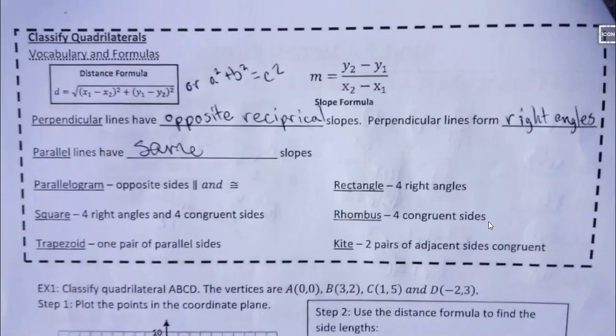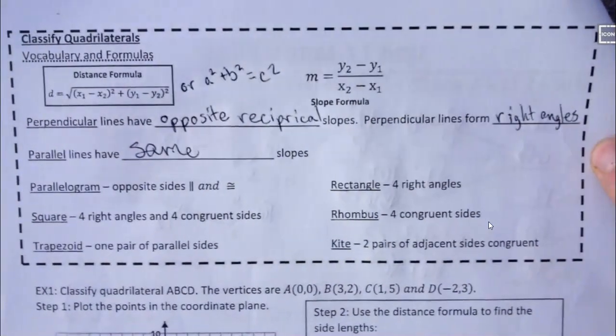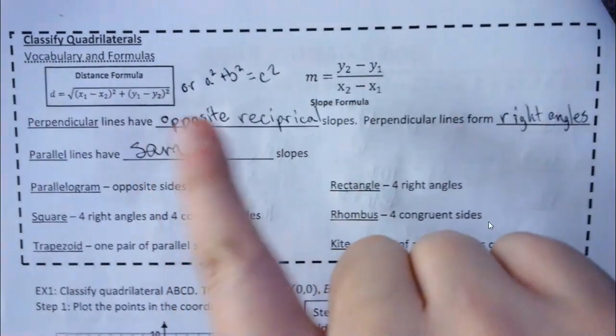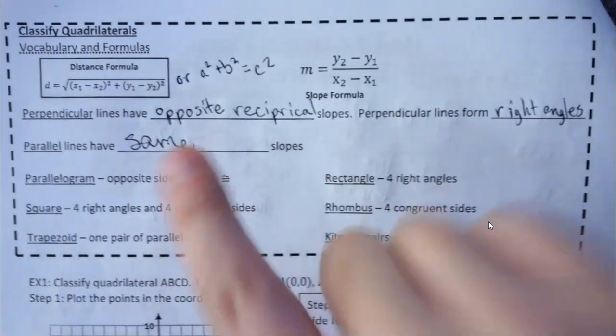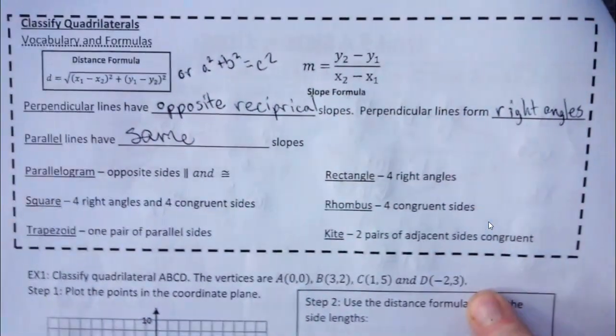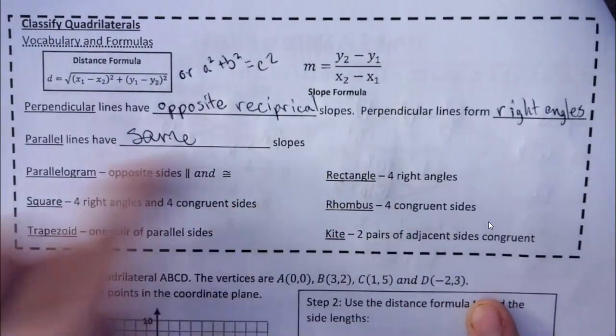All right, so we are classifying quadrilaterals today. We filled in some of these blanks here. This is your cheat sheet. So if you look down here, here's your 6 shapes.